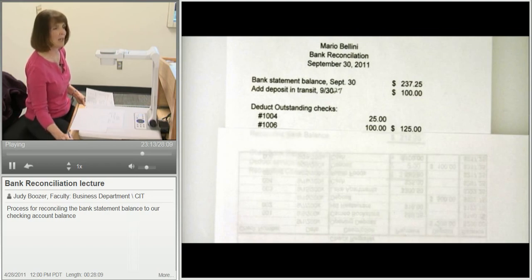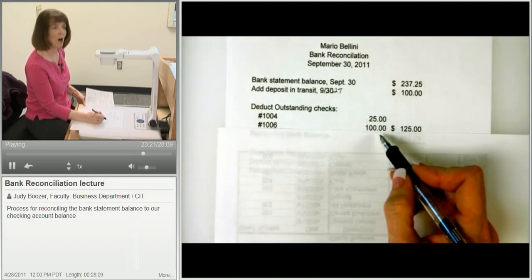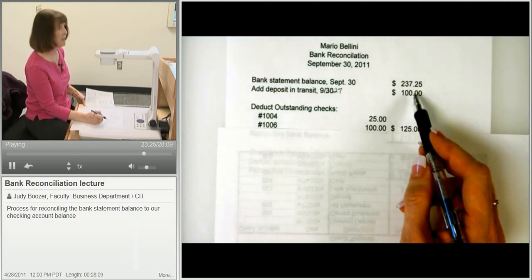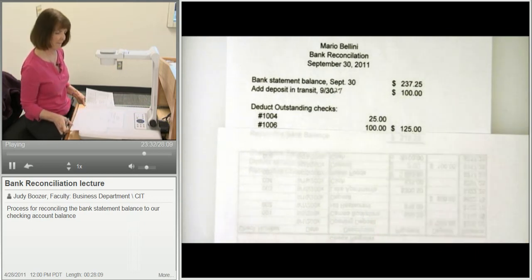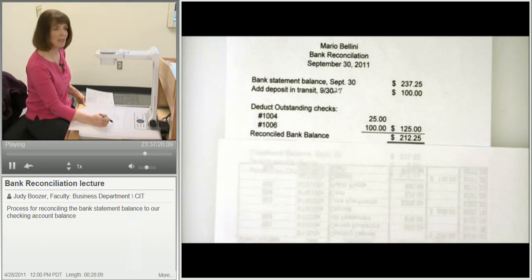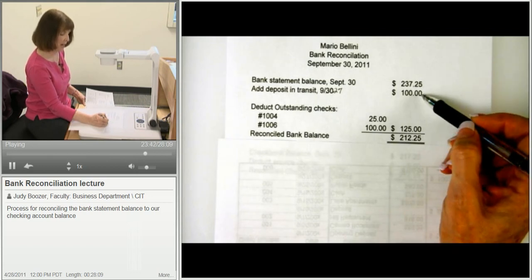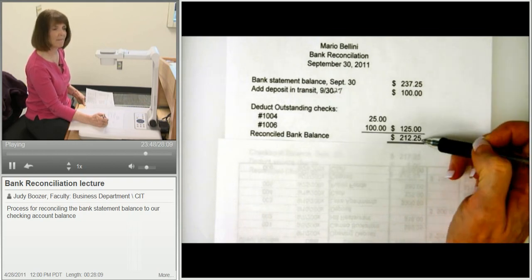Now notice what I've done here. Since there's more than one, I've listed them to the left because I want to get the total of all outstanding checks, because that's directly going to impact what's above it. So 100 plus 25, of course, is 125. And if I take the beginning balance from the bank statement, add the deposit in transit, and subtract the outstanding checks, what do you get? Yeah, 212.25, I'm hoping.